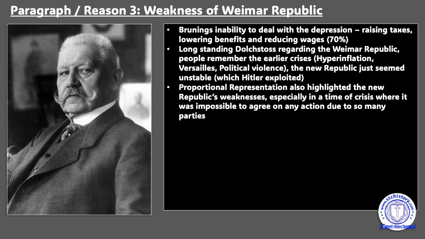You also probably want to get into this paragraph, if you can remember, this idea about proportional representation. This highlights the weakness of the Weimar Republic in that every party gets a percentage of their votes, that many seats in the Reichstag. Of course, that means there are so many parties, it's really hard to agree on anything, especially in a time of crisis, just making the whole government and the whole Weimar Republic look really, really weak, especially dealing with this Great Depression.